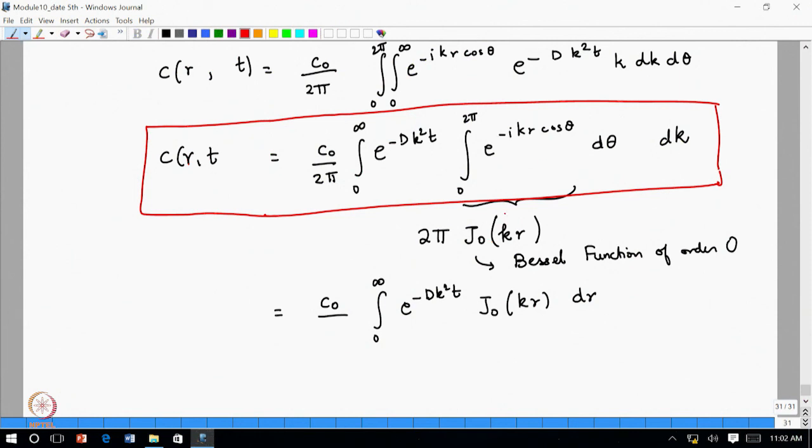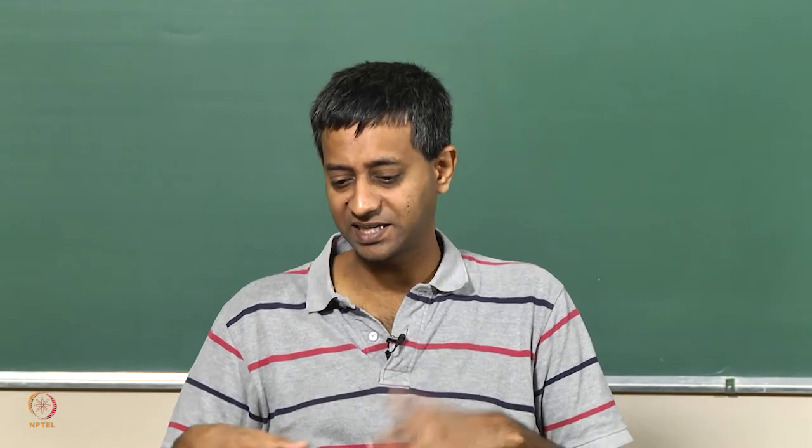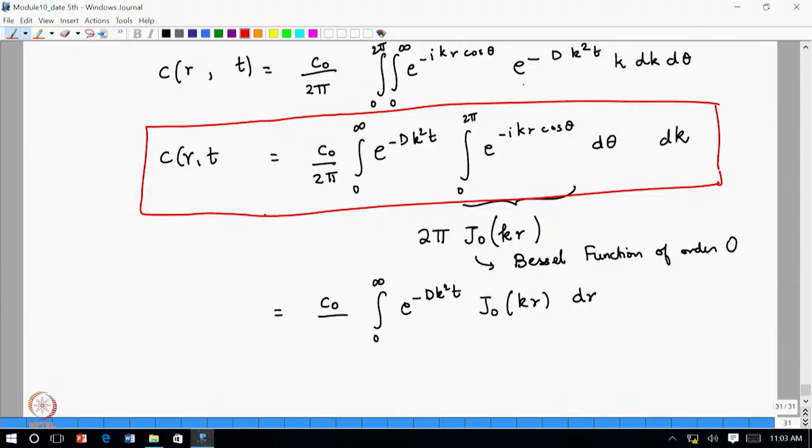Now, if instead you had started by converting to polar coordinates, you would have directly got it in terms of an integral of the Bessel function, and you would have gotten this result. So the two approaches lead to the same result, but in order to make the connection, you have to know that J0 of kr can be expressed as the integral 0 to 2 pi of e to the minus i kr cos theta d theta. This is the crucial connection between the two methods.